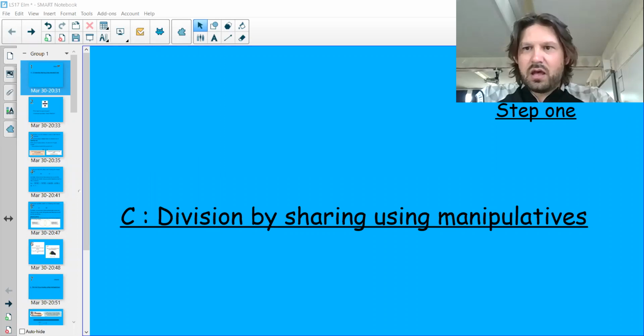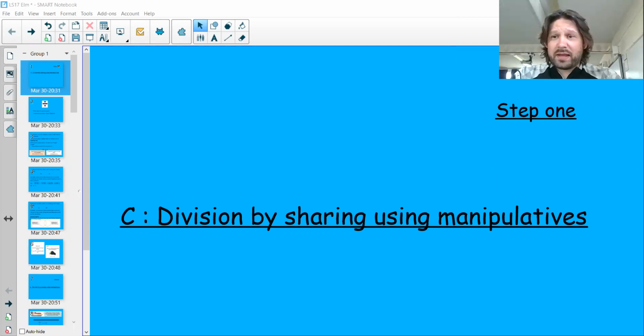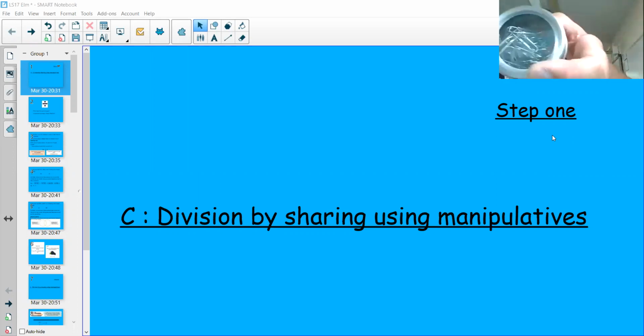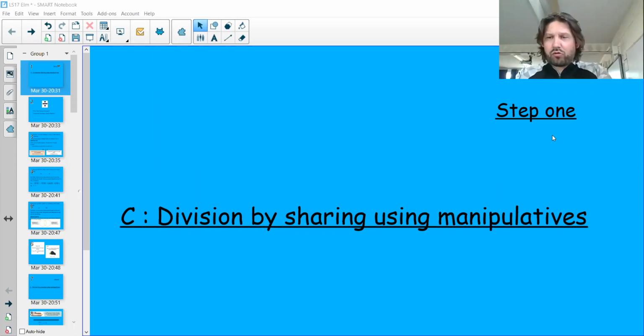Lovely. Okay, so today we're going to talk about step one, division by sharing using manipulatives. Manipulatives is just a strong word. It means concrete resources. It just means using things, I suppose. You could use teddies, you could use cupcakes. I mean, the temptation to eat the cupcakes is quite high, so I would stick to something small. Maybe you've got some beads or something like that. That would be perfect.